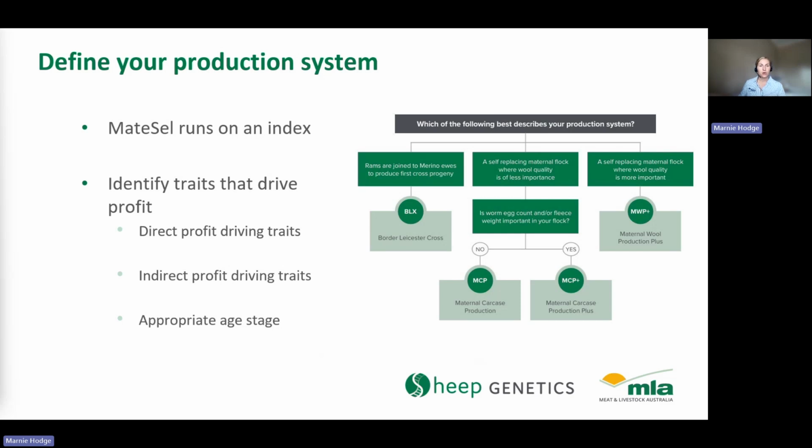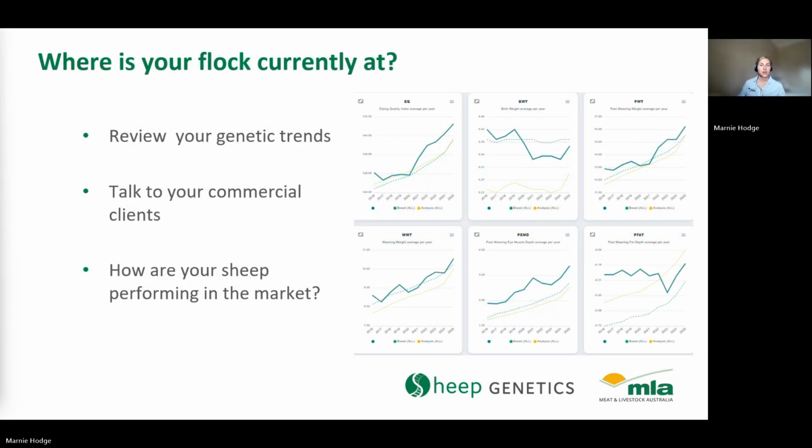You also need to think about the appropriate age stage. So essentially when your clients are ideally measuring that particular trait. If it's growth, for example, are they turning lambs off mum or are they letting them grow a little bit later? If they're turning lambs off mum as a terminal type lamb, then maybe a weaning weight is the more appropriate age stage. Otherwise, if they're letting them grow out a little bit longer, a post-weaning age stage might be the best. So you need to think about where your flock currently sits as well in the process of setting your breeding objective. So best to jump online and review your genetic trends.